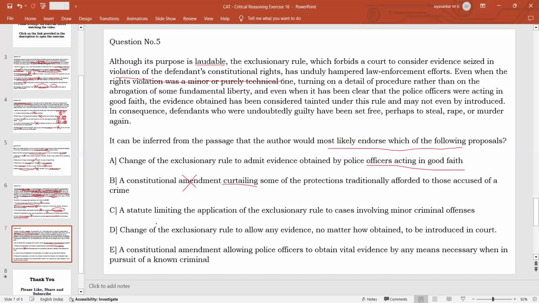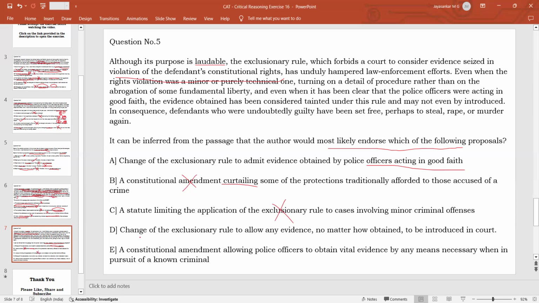Option C, a statute limiting the application of the exclusionary rule to cases involving minor criminal offenses. Statute means a rule. It means the exclusionary rule can be invoked only in minor cases, and in case of major cases, it cannot be invoked. Now, the passage or the author is not making any discrimination between minor cases and major cases. He is only talking about minor technical violations of the exclusionary rule, not minor cases. So he's not differentiating between minor and major cases.